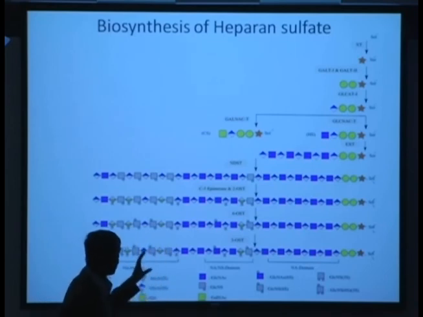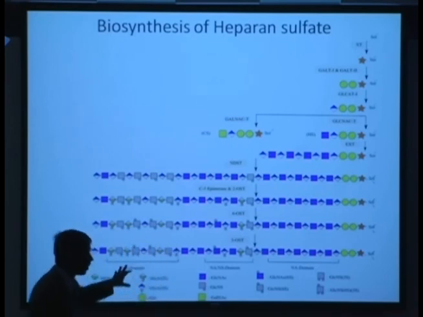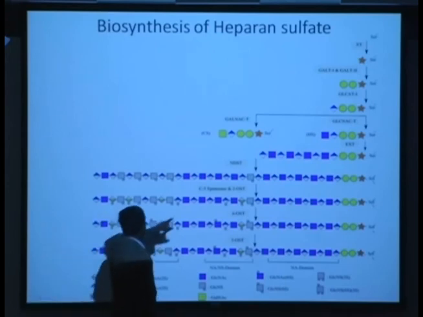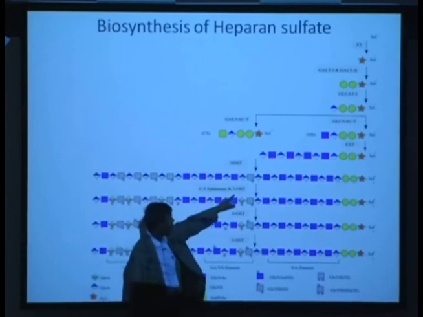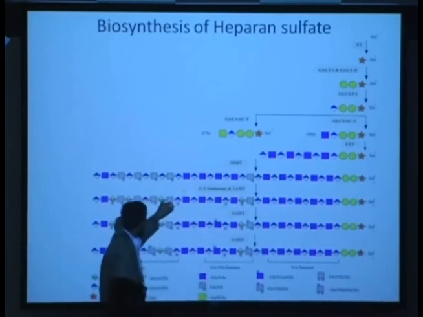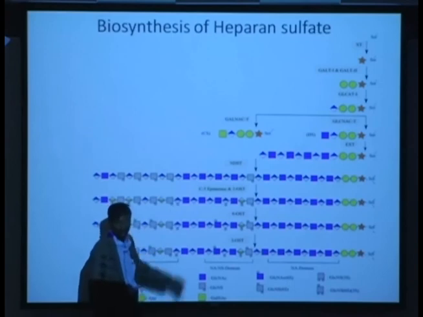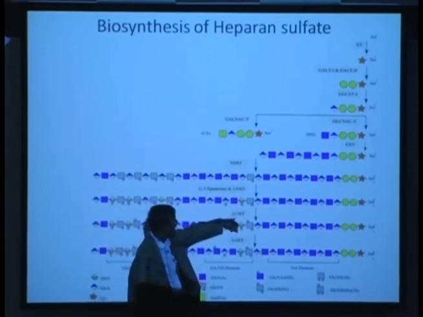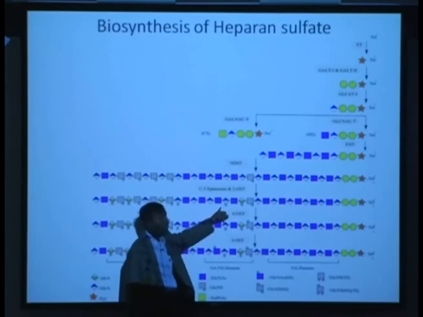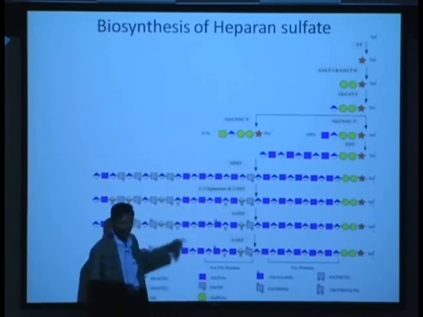But N-sulfation is still required. Without N-sulfation, you cannot epimerize glucuronic acid into iduronic acid. Okay? Without N-sulfation, you cannot convert glucuronic acid into iduronic acid. And again, the 2-OST enzyme prefers iduronic acid more than glucuronic acid. Okay? And also the 6-OST enzyme works more efficiently on the N-sulfated region than the non-sulfated region.